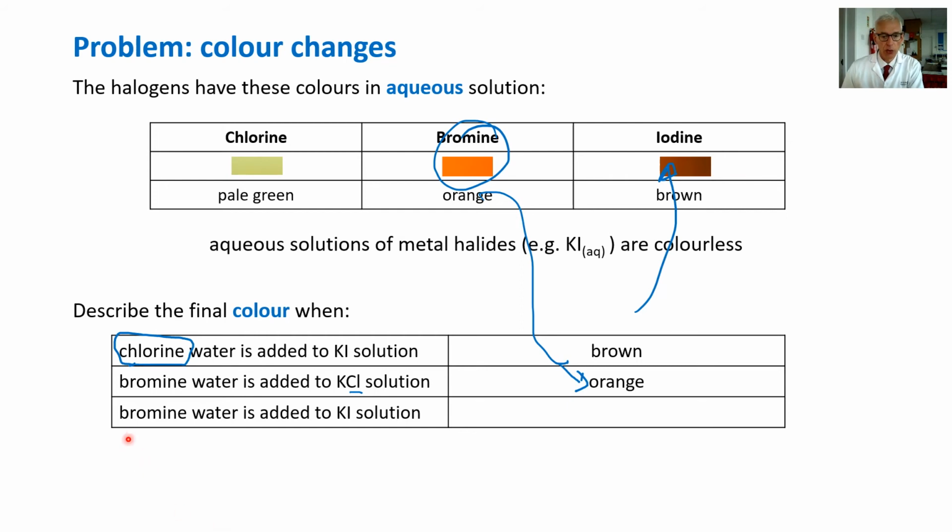If we look at the last one, bromine water is added to potassium iodide. Well, bromine is more reactive than iodine, so we would expect bromine to displace iodine, and therefore we're forming iodine solution, which again is brown.